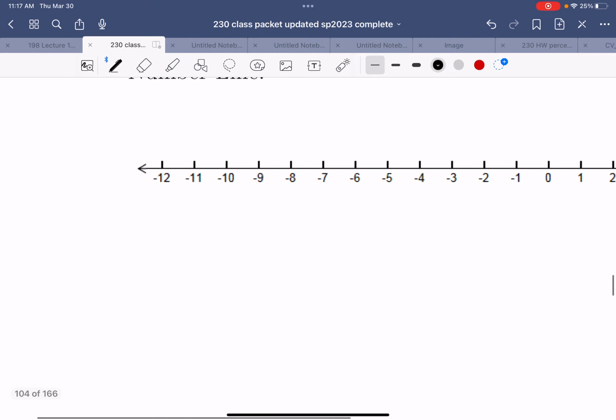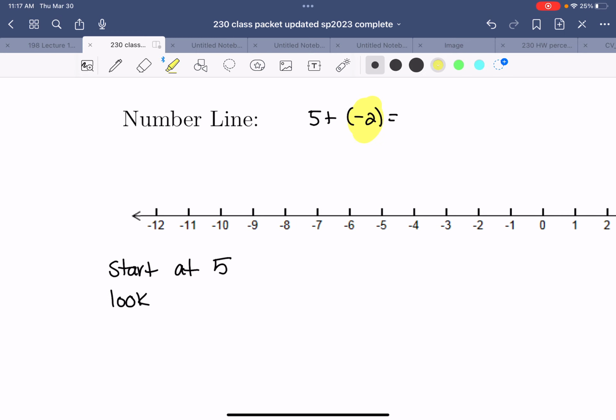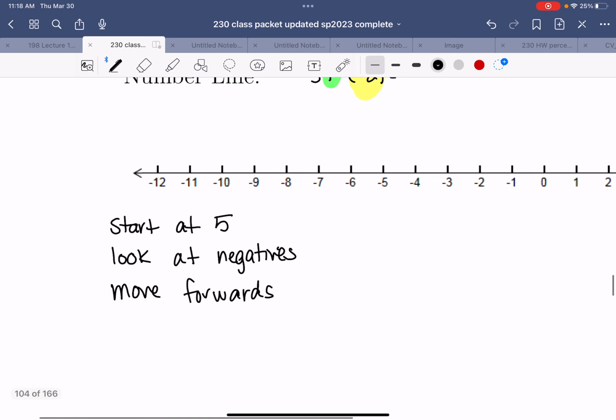In terms of the number line, you're going to start on the first number. So you start at 5. We are going to look in the direction of the second number. So again, you're taking 5 plus negative 2. That means we're going to look in the direction of the sign of this number. So negative 2, we're going to look at the negatives. The addition says that we move forwards. The addition is our action piece, and so we're going to move forwards in a positive way. And my answer is where I land.